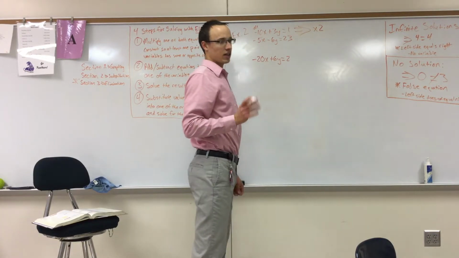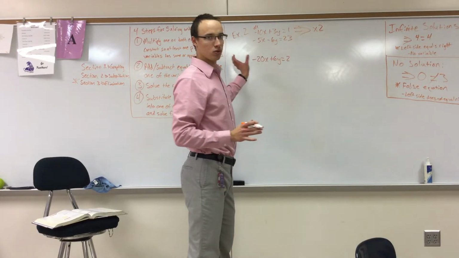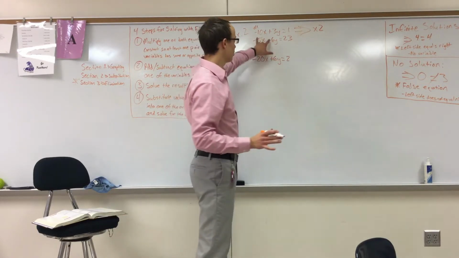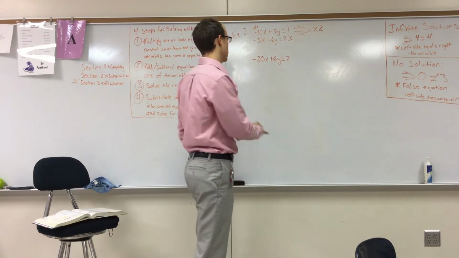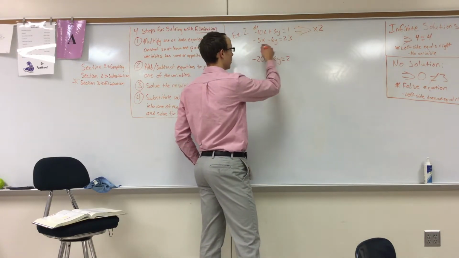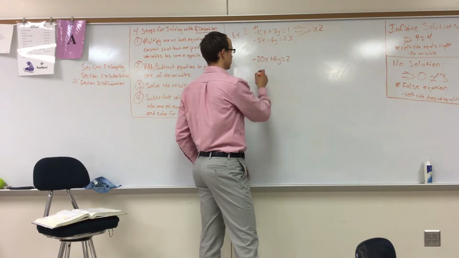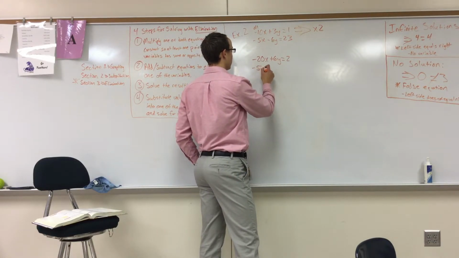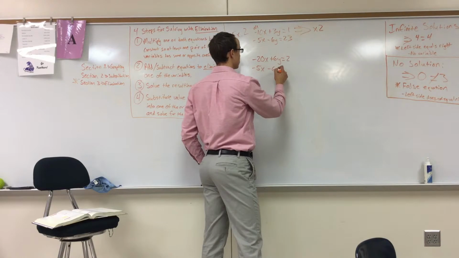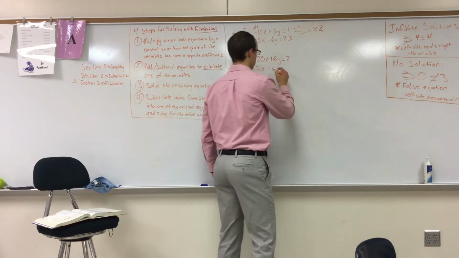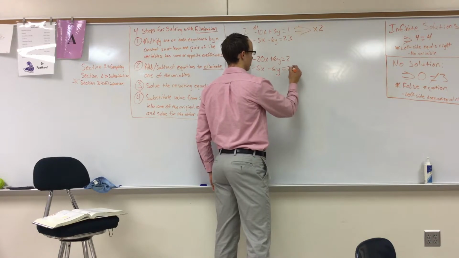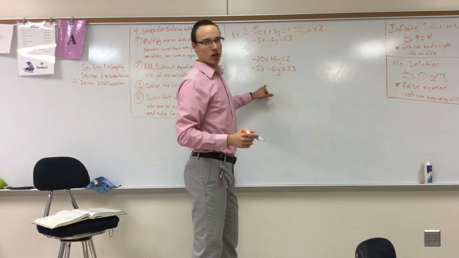And that's kind of the tricky part, is you have to remember you've got to multiply the entire thing. If you only do this side, then it's going to give you a wrong answer. So make sure to remember to do it throughout the whole thing. And then the bottom one is just going to stay the same. So negative 5x minus 6y equals 23. So top one changed, bottom one didn't.